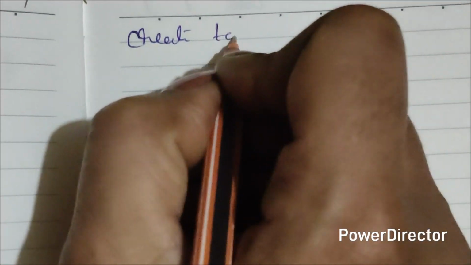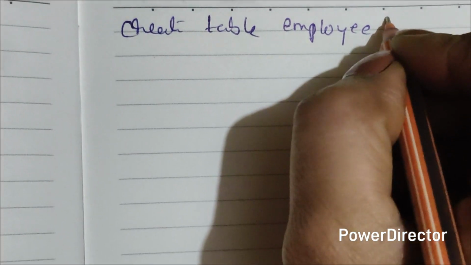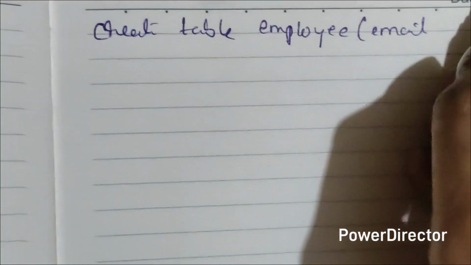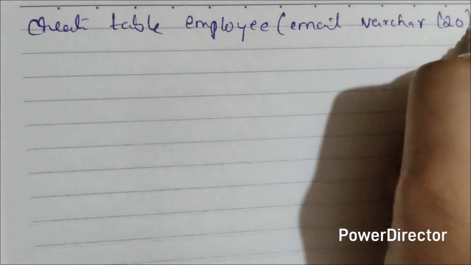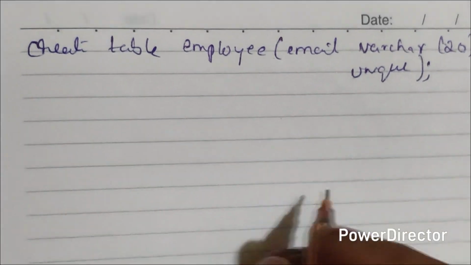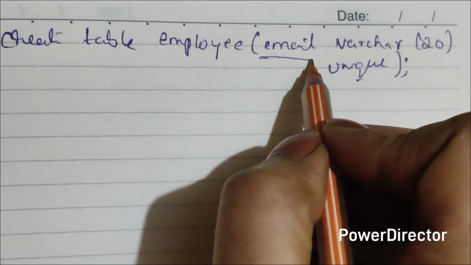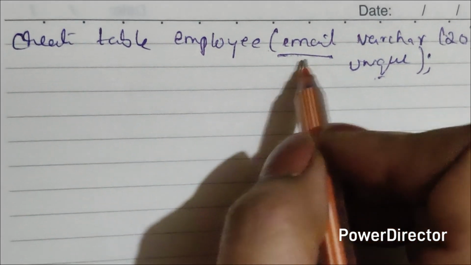So I'll write here and then I'll show you. Create table employee, email. I'm making it a variable character with the value 20. I'm making this as unique. So you just close this one. That means you are applying the condition to this attribute. So what is the condition? Unique. That means no duplicate values will be inserted into this particular column.